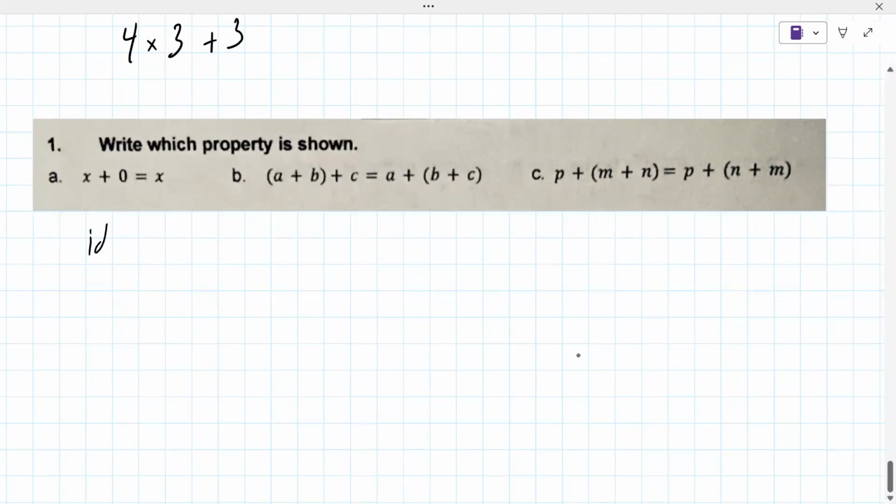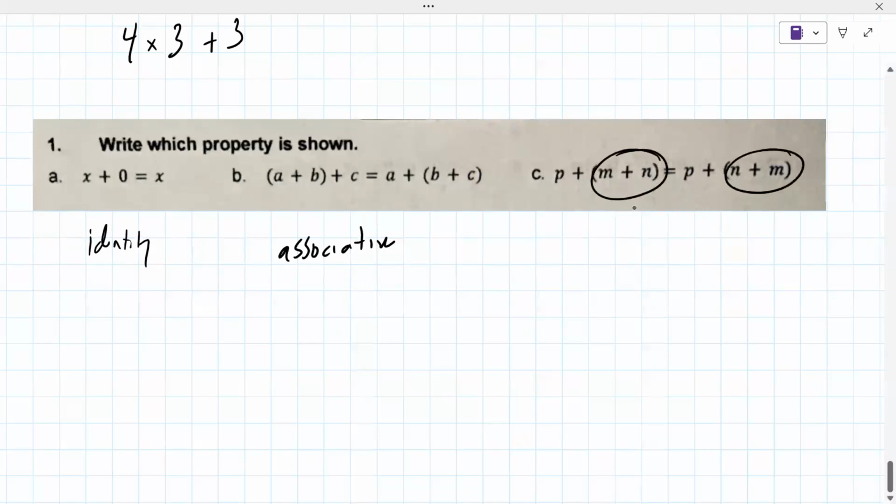Sure. So this is the additive identity. The identity always gets you back to what you started with. That's why it's called an identity. And then the next one here, notice you're just moving the parentheses around. So that's the associative. Whenever you move parentheses, that's associative. The next one over here kind of has the appearance that you're moving parentheses around, but you're not. It's actually just this part that's changing. When you switch, it's commutative.